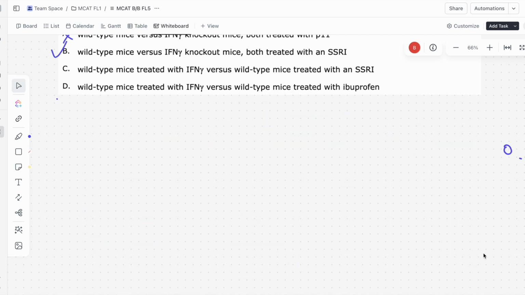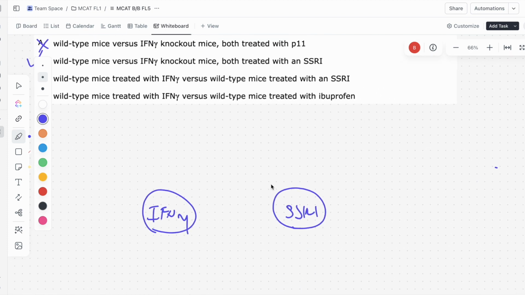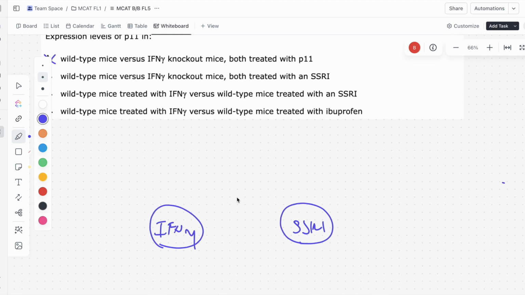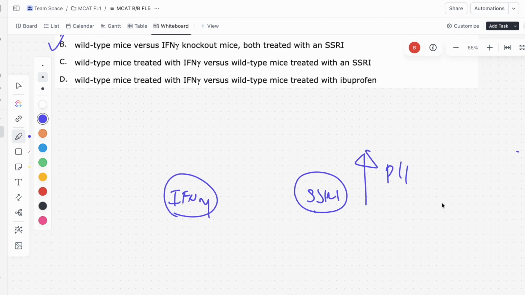Let me get rid of all of this. All right, let's take a look at C. C says wild-type mice treated with IFN gamma versus wild-type mice treated with SSRIs. All right, so we have IFN gamma treated mice, and then we have SSRI treated mice. And we're going to look for expression levels of P11, right? Why doesn't this answer our question here? Again, we want to make sure that we're looking at SSRI's effect on P11 increase. So in this case, we have the right idea. We're giving wild-type mice SSRIs, and we want to see if this increases P11. And given our previous results, we know that antidepressants induce an increase of P11. So we're expecting P11 to increase here.